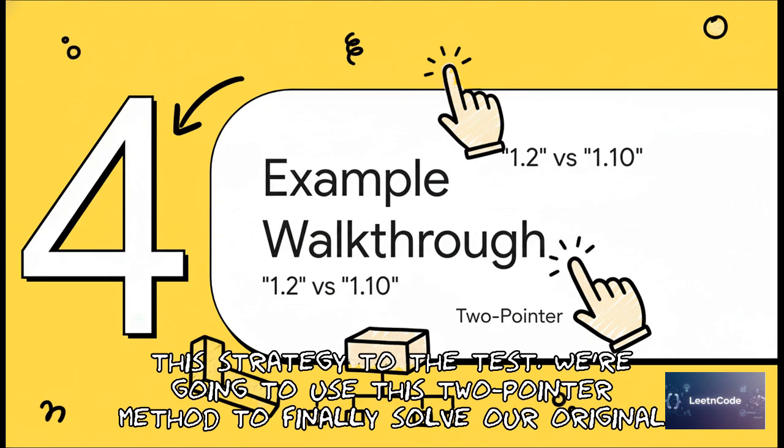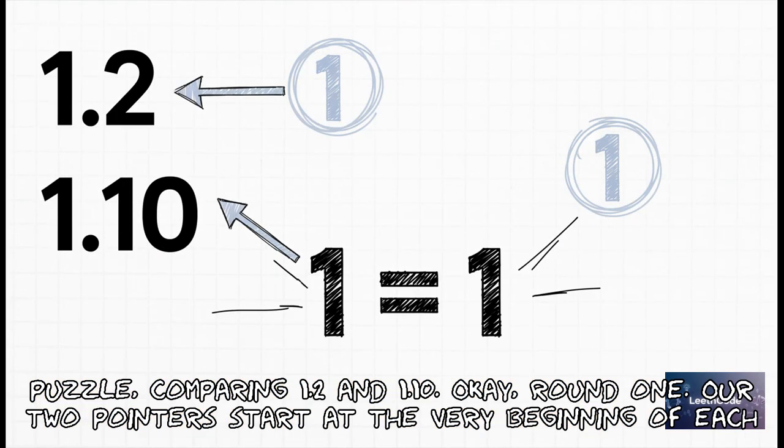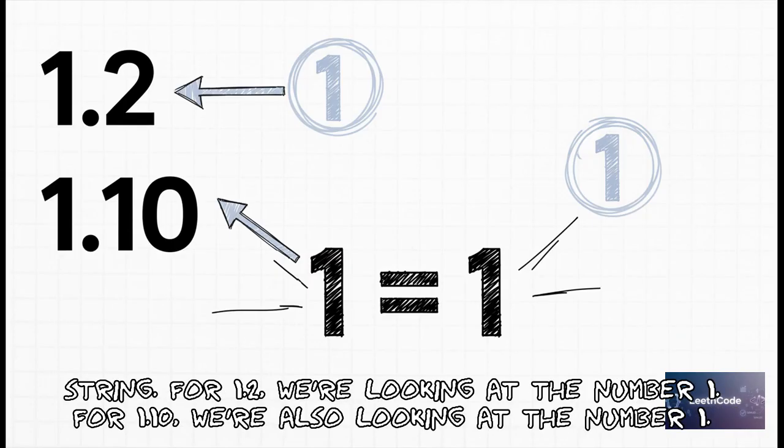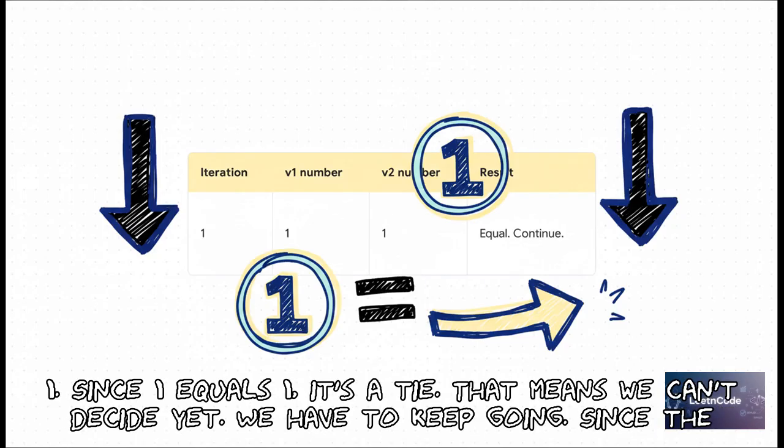Now let's put this strategy to the test. We're going to use this two-pointer method to finally solve our original puzzle, comparing 1.2 and 1.10. Okay, round 1. Our 2 pointers start at the very beginning of each string. For 1.2, we're looking at the number 1. For 1.10, we're also looking at the number 1. So we compare them. The number from the first version is 1. The number from the second is also 1. Since 1 equals 1, it's a tie. That means we can't decide yet. We have to keep going.